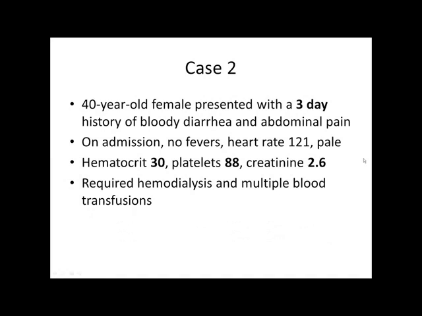Case 2 is a 40-year-old female presenting with a 3-day history of bloody diarrhea and abdominal pain. Like the kid, her hematocrit is 30, so it's low. She has low platelets and a high creatinine, showing that her kidneys are not working well. She also requires hemodialysis and multiple blood transfusions. This is a new phase of the Shiga toxin E. coli outbreak as what was seen in Germany earlier this year.